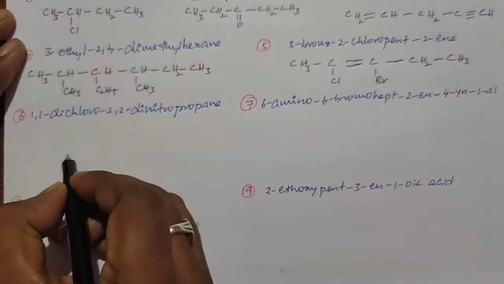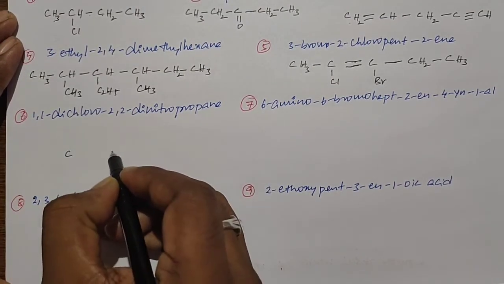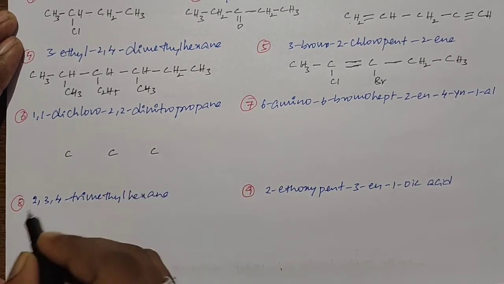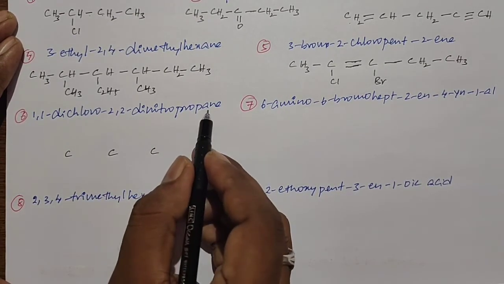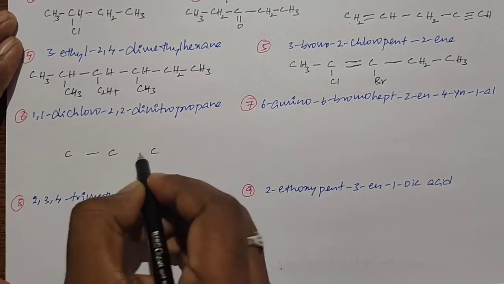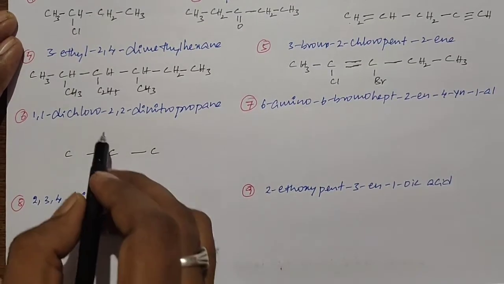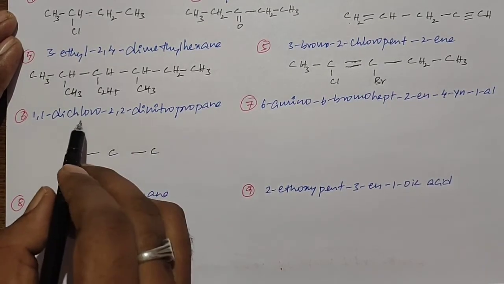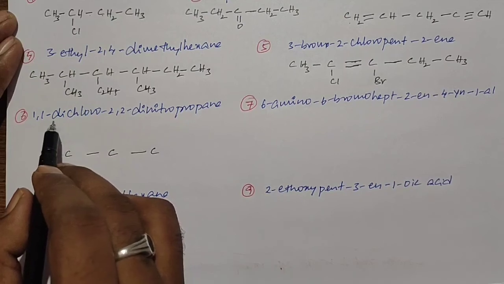So next example, 1,1-dichloro-2,2-dinitropropane. So here the root word is prop, 3 carbons. 1, 2, 3 carbons. And the primary suffix is ane, so all are single bonds. Okay. And the secondary suffix is absent. Primary prefix absent.